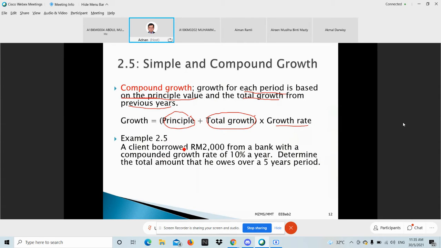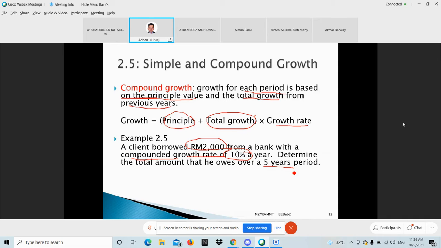rate. Okay, contoh di sini, a client borrows 2,000 from a bank with a compounded growth of 10%. Remember kat sini compounded growth, okay, bukan simple growth, compounded growth. Determine total amount he owes over 5 years. Okay, lepas 5 tahun, berapakah dia kena bayar? Tadi kita kata simple growth, okay, jumlah yang kena bayar adalah 1,000 in terms of growth ataupun interest. Okay, 2,000 campur 1,000 jadi 3,000.